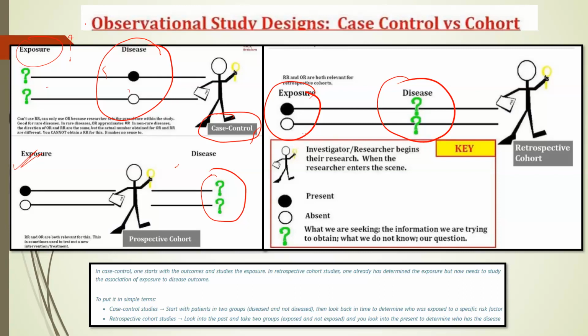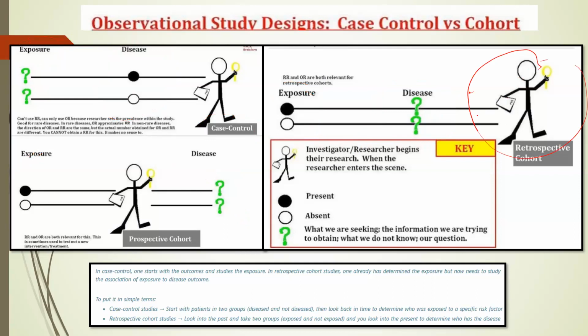So remember, though the investigator is again studying the relationship between the exposure and the disease, in a retrospective cohort, both have already occurred. The disease has also occurred. So they are looking basically into patient records. But in a prospective cohort, only the exposure is occurring, but the disease has not occurred. You're going to go into the future and then study the disease. Is that clear?